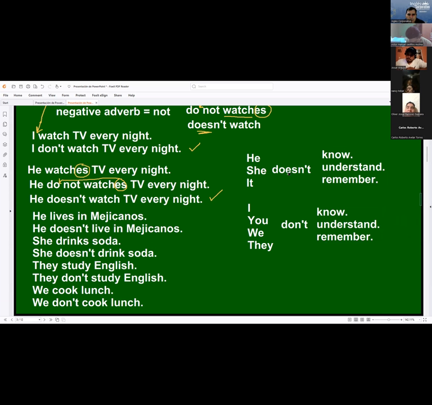Hey, check over here. He doesn't know. She doesn't understand. He doesn't remember. I don't know. You don't understand. We don't remember. They don't know. I don't understand. I don't remember. You don't know. We don't know, we don't understand, we don't remember. They don't know, they don't understand, they don't remember.